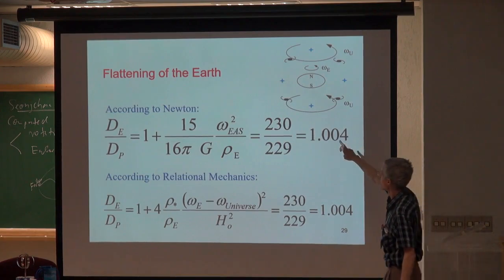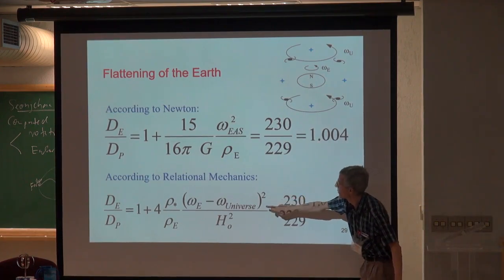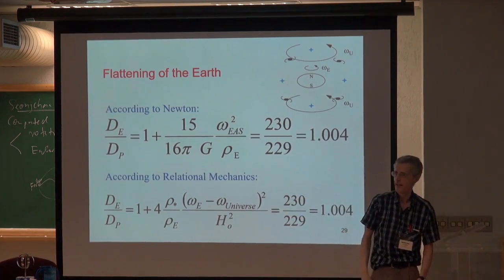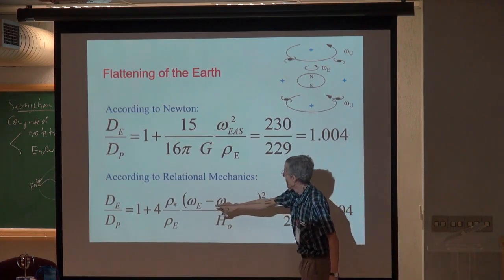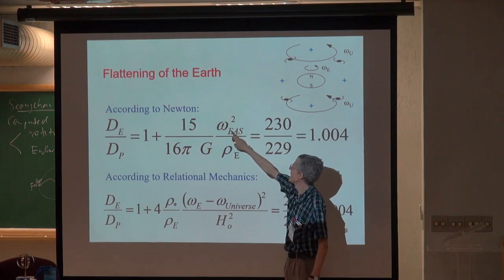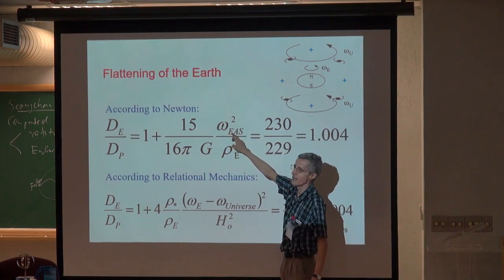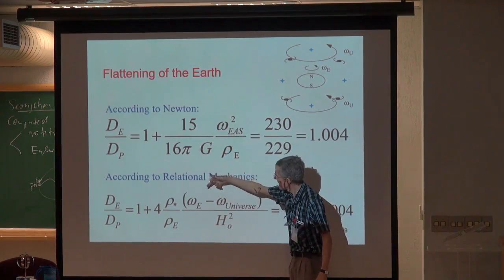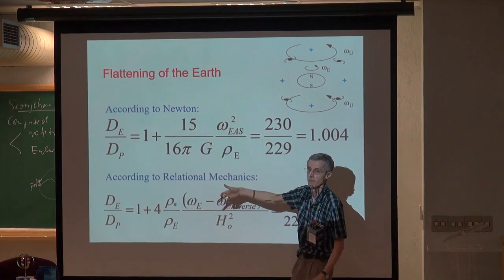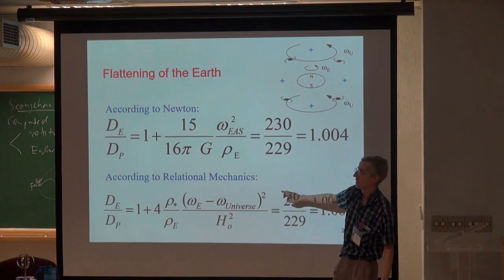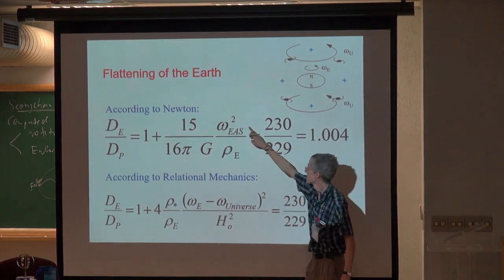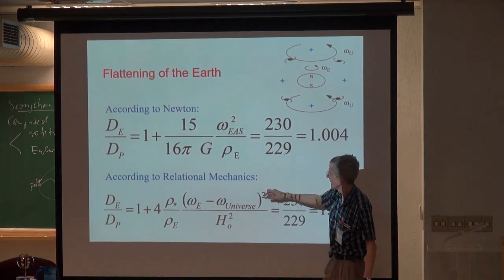This is the result by Newton, and this is the result according to relational mechanics. The first difference: instead of only the angular rotation of the Earth, what appears here is the relative rotation between the Earth and the universe, to the square, just to the square like here.